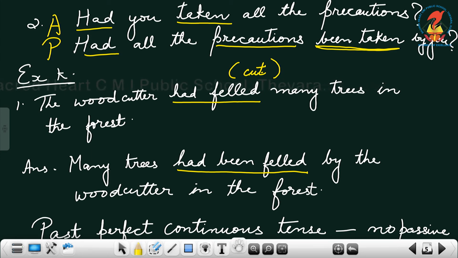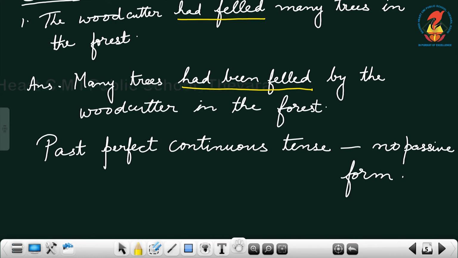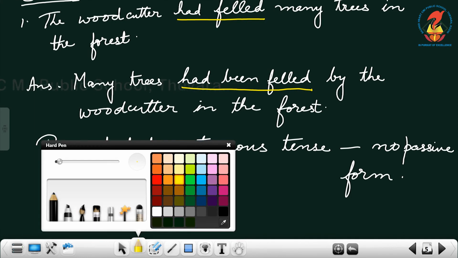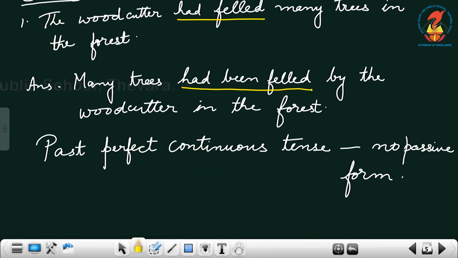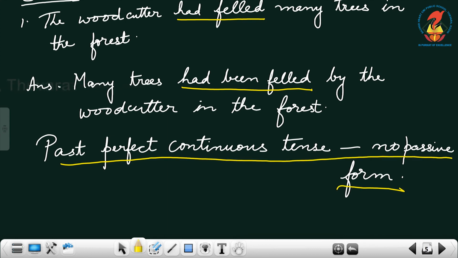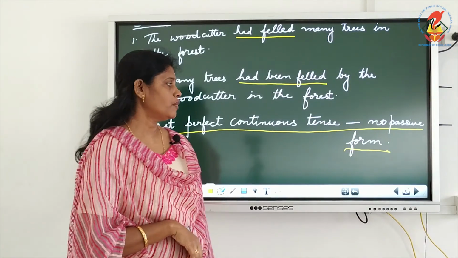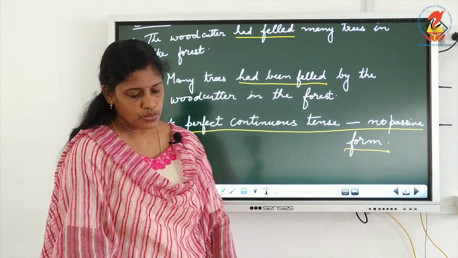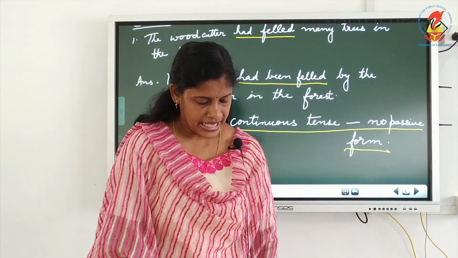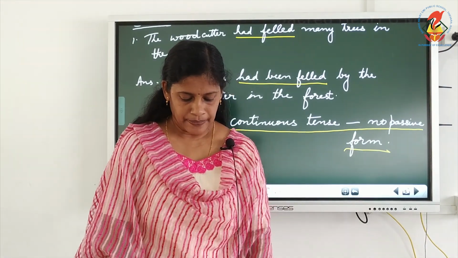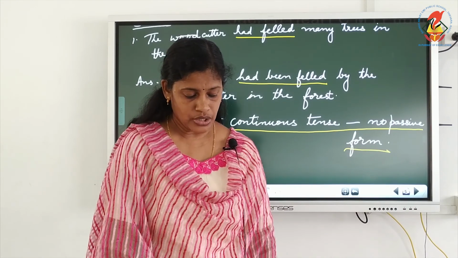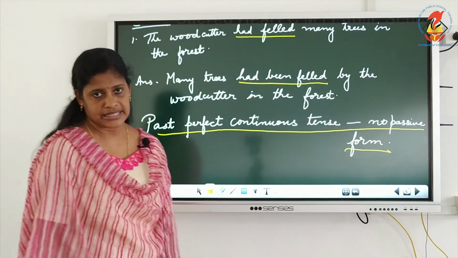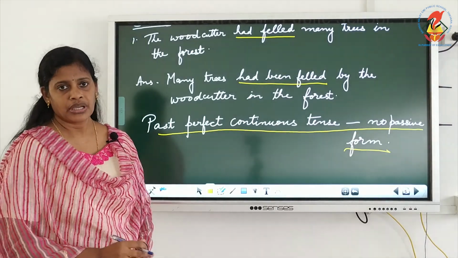So again extra word been comes, and when you come to your past perfect continuous tense, remember children, there is no passive form for past perfect continuous tense. Clear? There is no passive form for the past perfect continuous tense. So you should be able to do the exercises H, I, J, K. Till K you should be able to do the exercises given in the textbook. Thank you children.